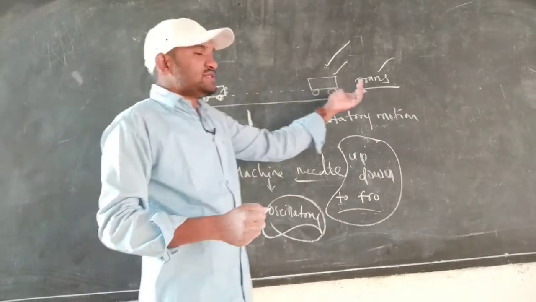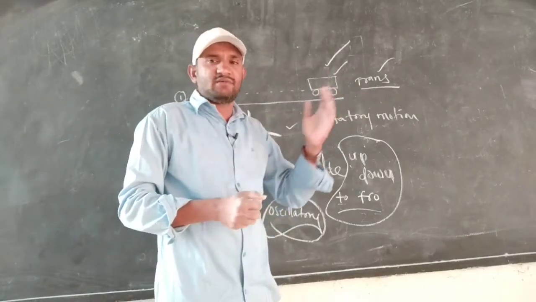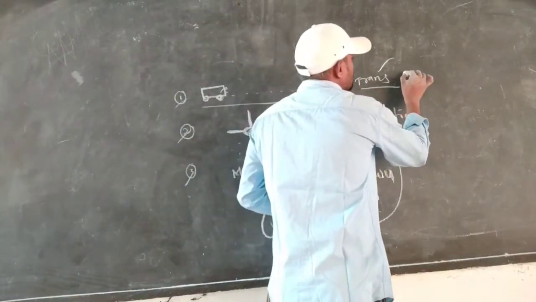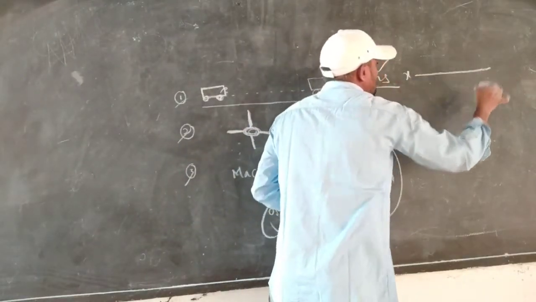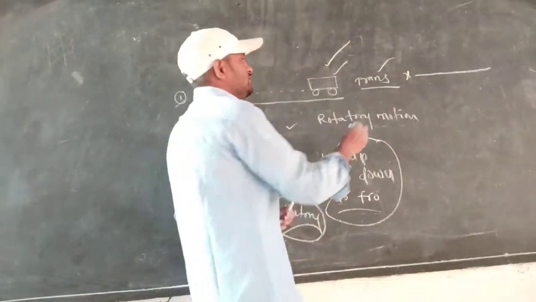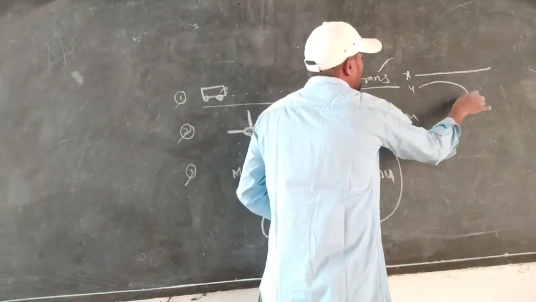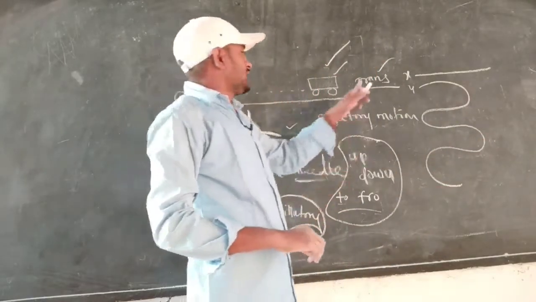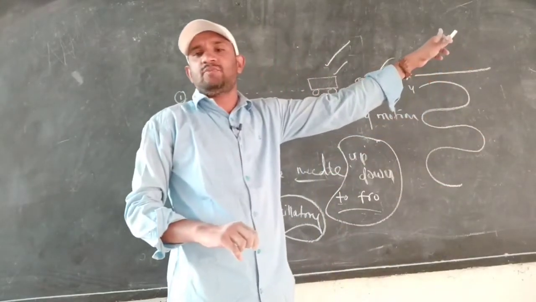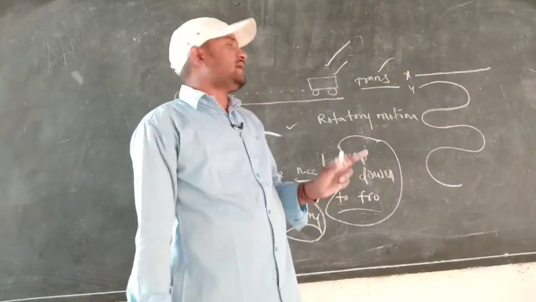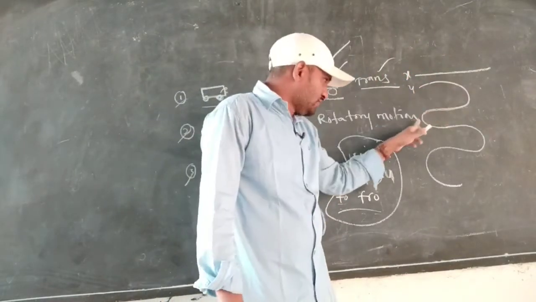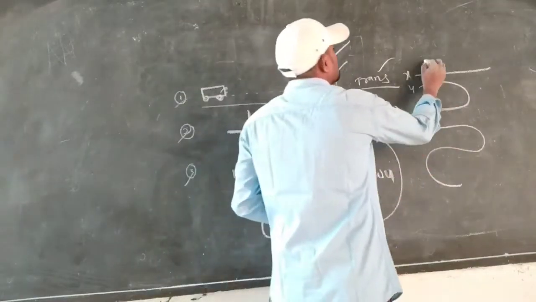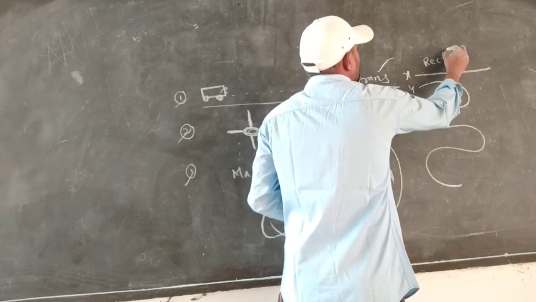In translatory motion we have to discuss another concept. Bus X is moving in a straight path, and bus Y is moving in a curved path like this. Bus X is moving in a straight path, with no change in direction. Bus Y is moving in a curved path. The straight one is in a rectilinear path.